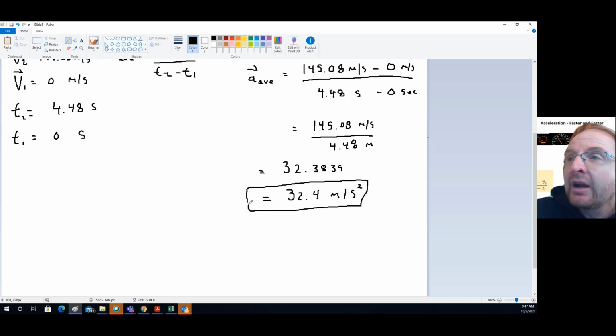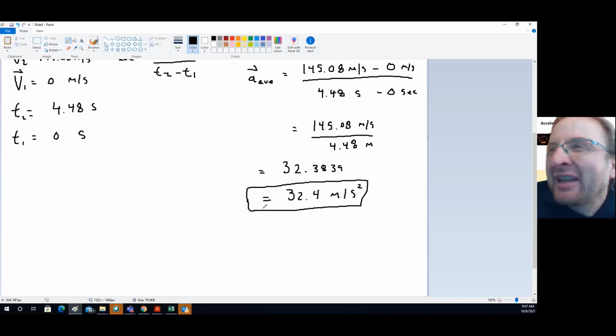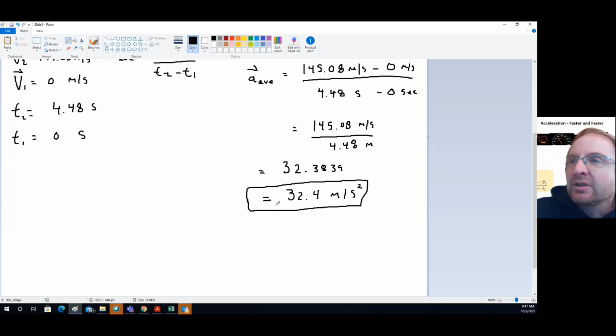I'm going to skip writing the paraphrase. You'll need to when you hand these in, but it would just be: the drag racer's acceleration is 32.4 meters per second squared. Basically every second, after the first one, it's just going 32.4 faster. After the second, that'd be 64.8, right? You add another 32.4 to that, getting faster and faster and faster.